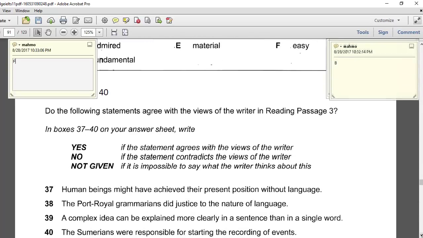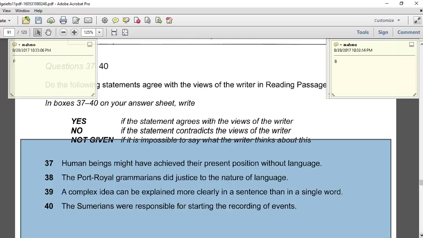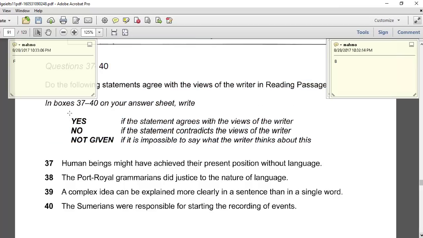Okay, last questions. Mind you, there is something here. The questions here are yes, no, not given. Not true, false, not given. It's yes, no, not given. Pay attention. This is very dangerous. If you write in your answer sheet true, false, not given, you lose the mark. So you have to stick to the codes given here. Yes, no, not given. 37: human beings might have achieved the present position without language.